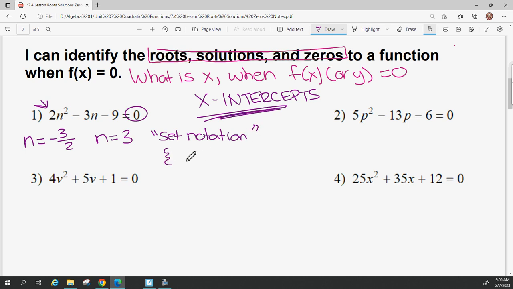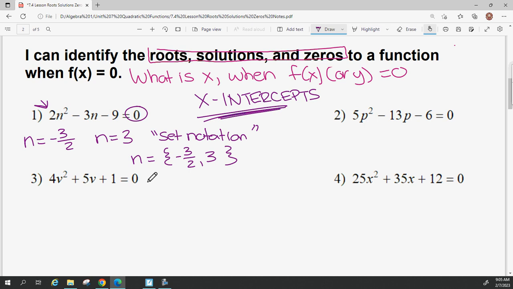And so we can report our answers like this, or sometimes we'll write them in set notation. We put these little squiggly braces, and we write them like this. They're not coordinates. If they were coordinates, they would be in parentheses. Sorry, my braces are kind of sloppy. But this just tells us that we have two solutions, negative 3 over 2 and 3. And that's all we're doing here.